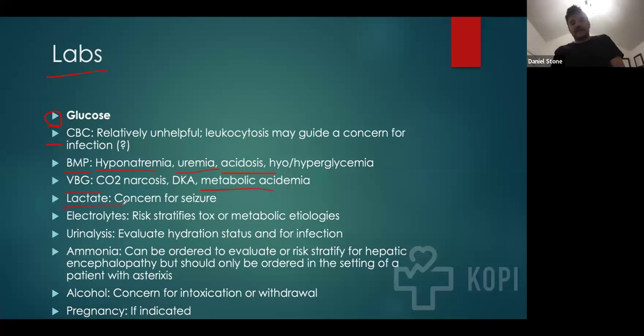I commonly get lactates if I'm concerned specifically for seizures. The other electrolytes that you can order separately outside of the BMP include calcium, magnesium, phosphorus, because these can also commonly be associated with conditions that can cause altered mental status. Urinalysis is commonly ordered if you're concerned for infection. Ammonia evaluates for hepatic encephalopathy. I commonly get an alcohol level if I'm concerned that the patient has a concomitant disorder, or if I'm concerned specifically that they're withdrawing, and then get a pregnancy test if you're concerned about eclampsia or preeclampsia.